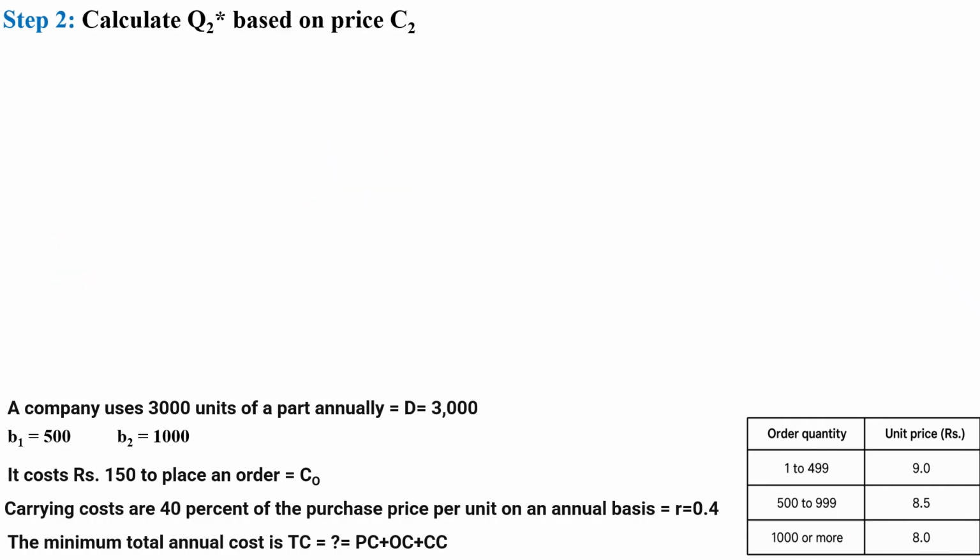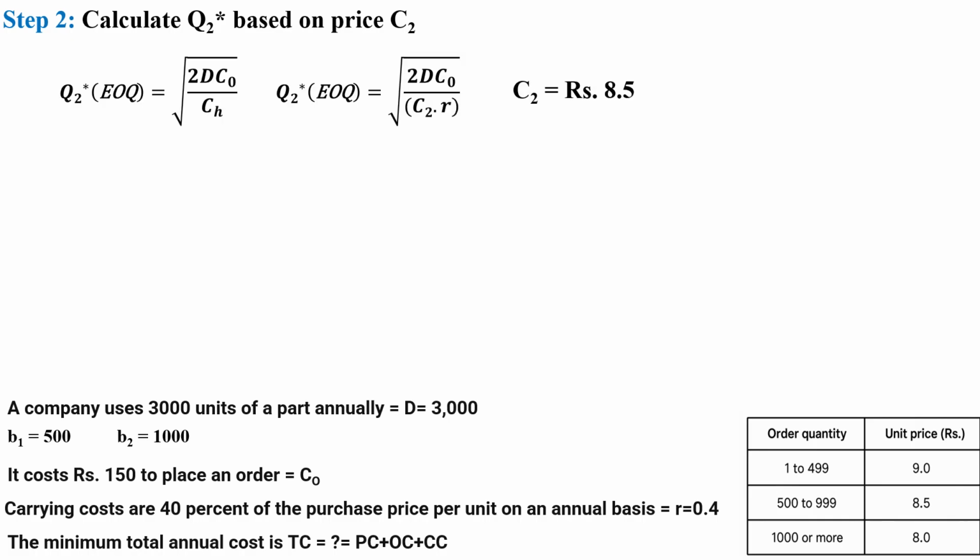The next step is to calculate Q2 star based on price C2. Here price C2 is 8.5 rupees. Then Q2 star becomes 514.49 units. Here I have to check whether this quantity is feasible or not. At 8.5 rupees the required quantity is 500 to 999. We got the quantity 514.49, which is in between 500 and 999.